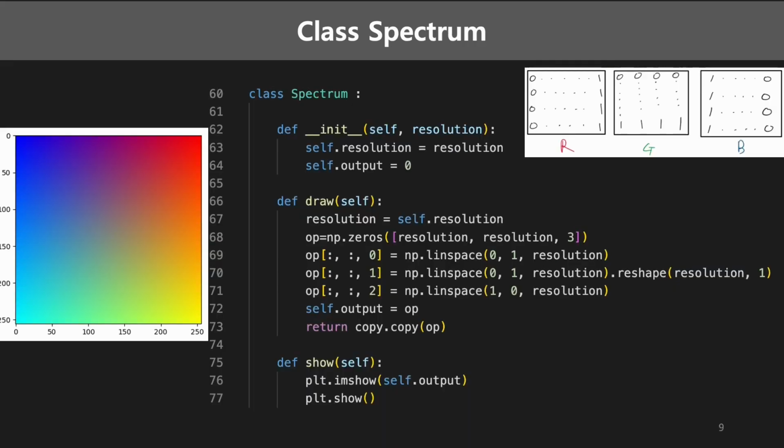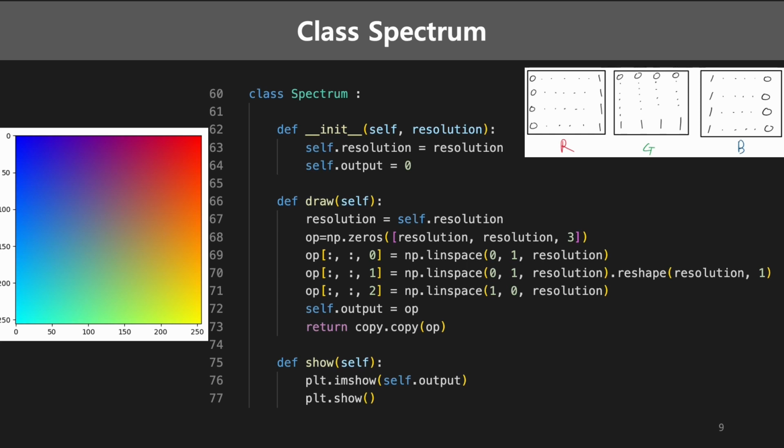Next pattern is the color spectrum. The draw method of spectrum creates a 3-channel ndarray spanned by red, green, and blue. This is obtained by a linspace in the range of 0 to 1. In the constructor, you initialize the resolution and set the initial value of output to 0. In the draw method, I create a NumPy array of shape resolution by resolution by 3 and fill it with zeros. This will store the RGB color spectrum.